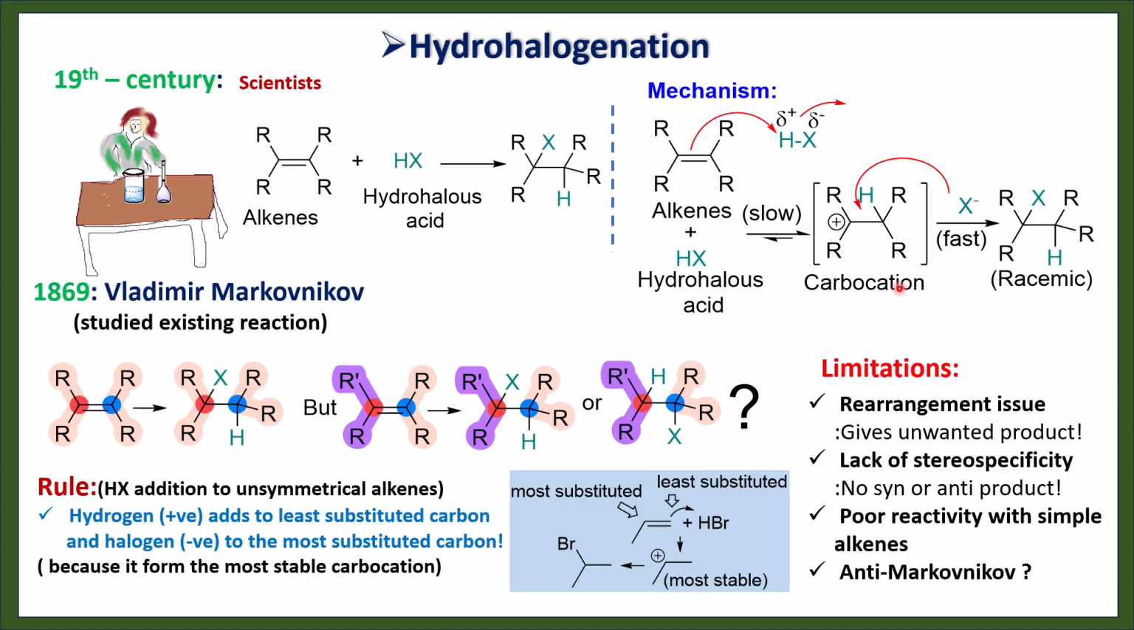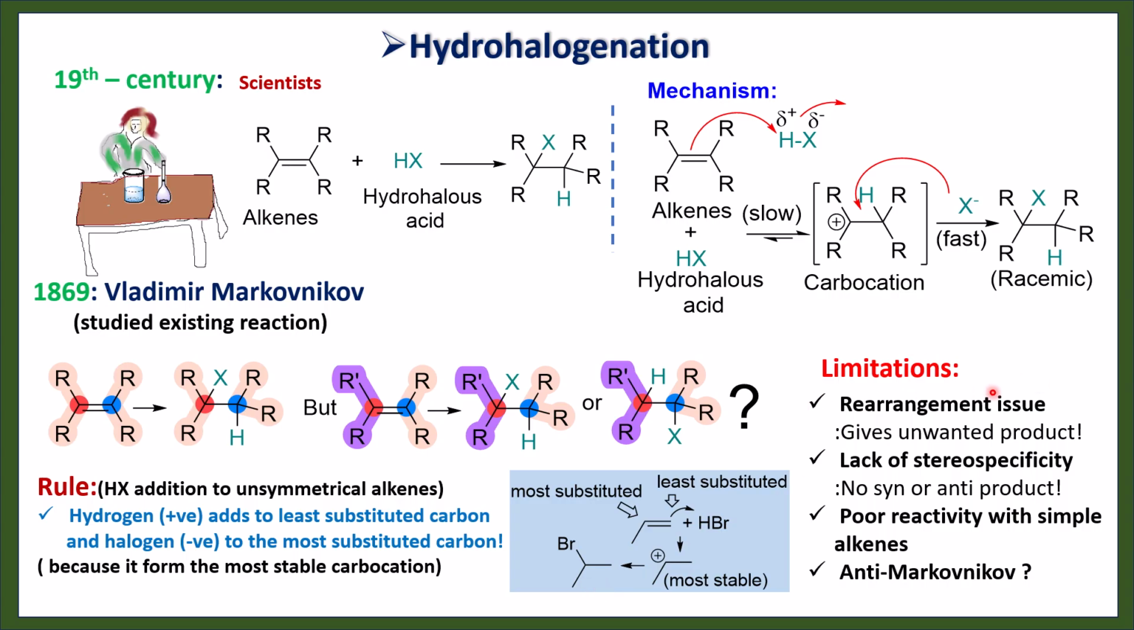So this is called the Markovnikov rule, that the most stable carbocation is generated. That's why the hydrogen attaches to the least substituted side and the halogen to the more substituted side. We can see one example here: propene adds hydrobromic acid, the hydrogen adds to the least substituted position and the bromine adds to the more substituted position. This is because of the most stable carbocation formation.